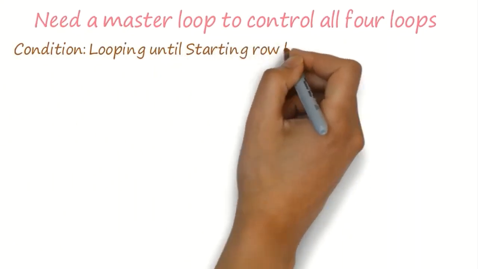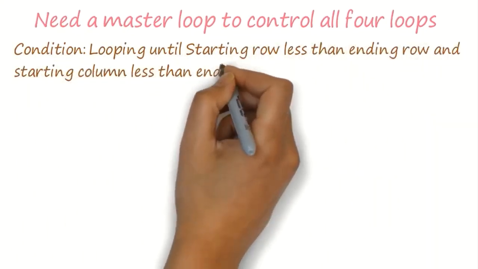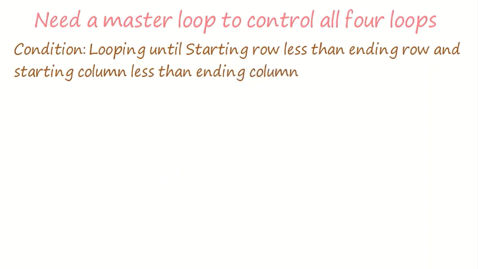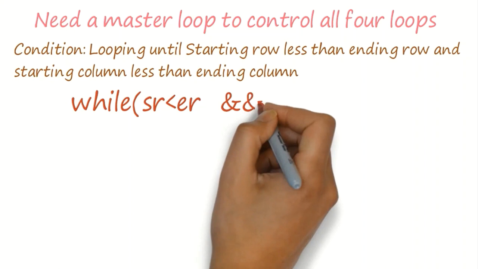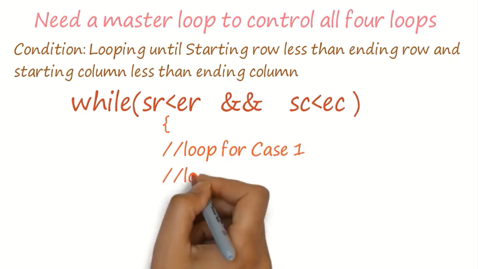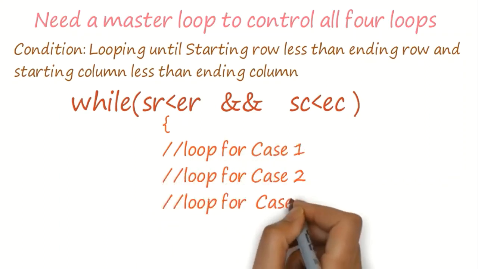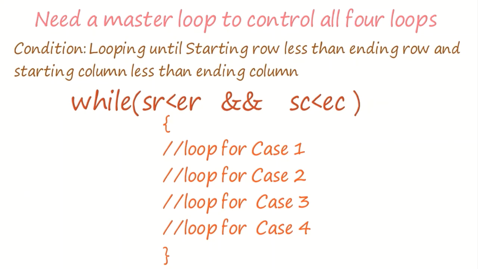So try to understand the while loop with boundary condition. Here the while loop will iterate until the starting row is less than the ending row, that is SR < ER, and the starting column is less than the ending column, that is SC < EC. And within this loop we have to write the condition for 4 for loops.